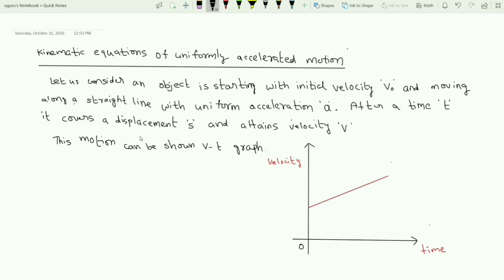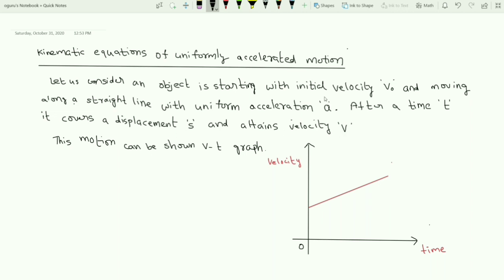Now let us consider an object starting with initial velocity v0 and moving along a straight line with uniform acceleration a. After a time t, it covers a displacement s and attains final velocity v. That is, the initial velocity of the body is v0, the acceleration of the body is a, and after a time t, it covers a displacement s and attains the velocity v.